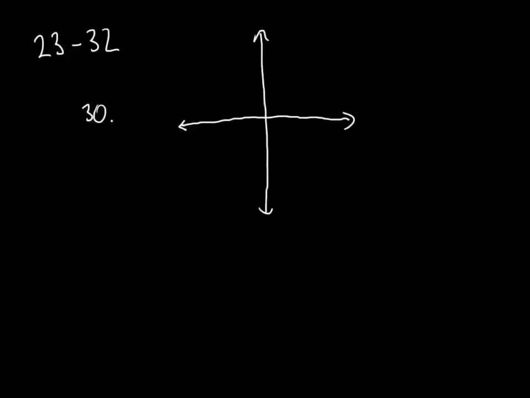This time we want parallel to the y-axis, passing through the point 1, -7. Well, here's the y-axis, here's the x-axis, so parallel to the y should be vertical, and passing through the point 1, -7 should be right about here.